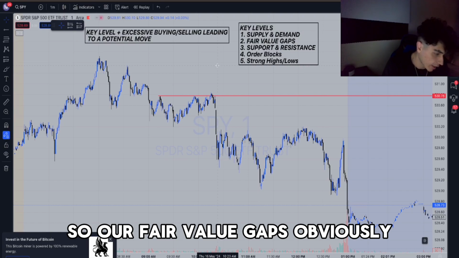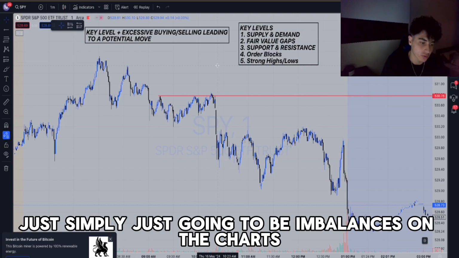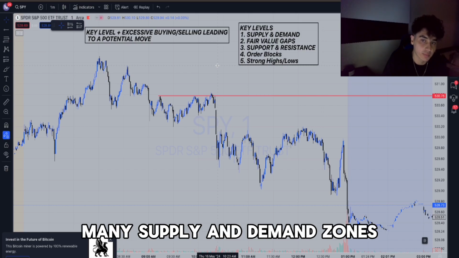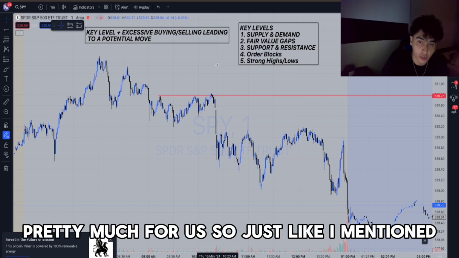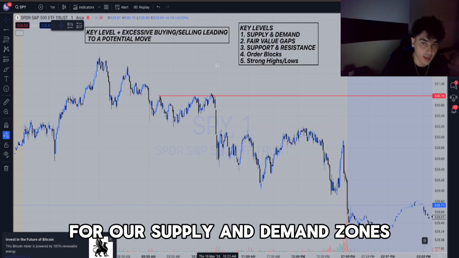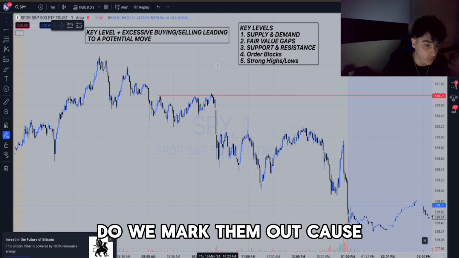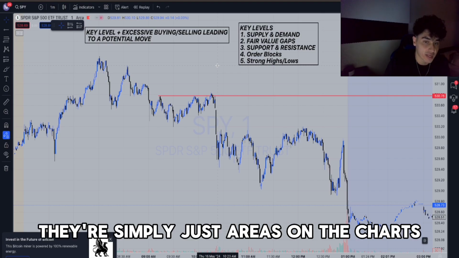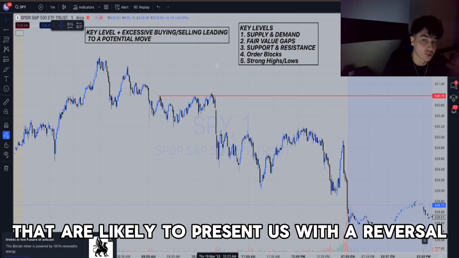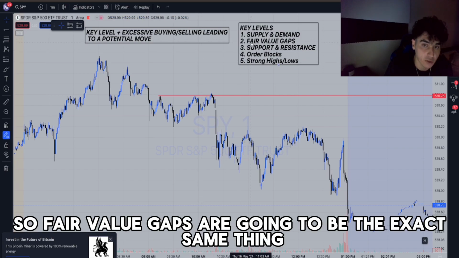So our fair value gaps are just going to be imbalances on the charts that are pretty much going to be mini supply and demand zones for us. Just like I mentioned for our supply and demand zones, we mark them out because they're simply just areas on the charts that are likely to present us with a reversal. So fair value gaps are going to be the exact same thing.